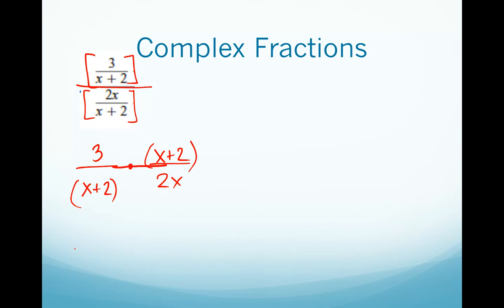When we multiply, we go straight across the top and straight across the bottom. I have these common factors here that will simplify. So this is going to simplify to 3 over 2x, which looks a lot nicer than what we had.